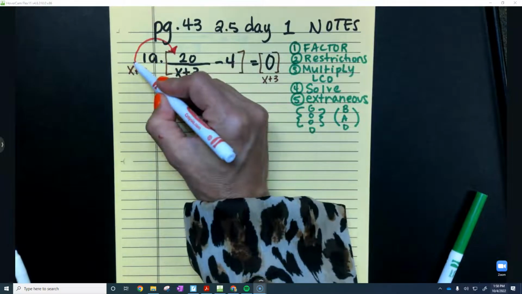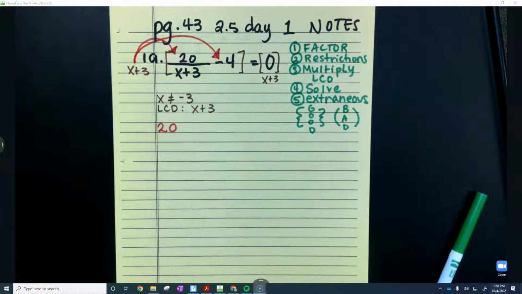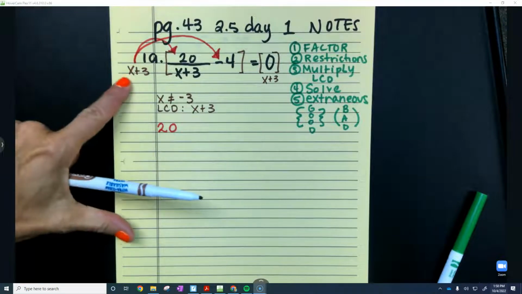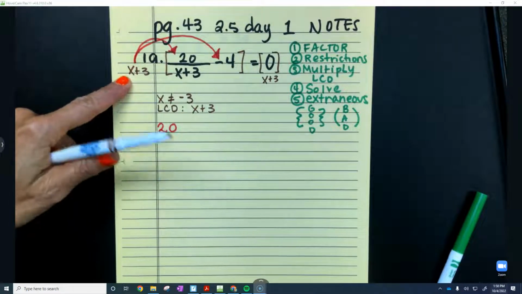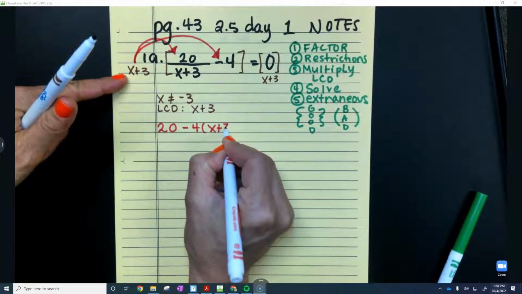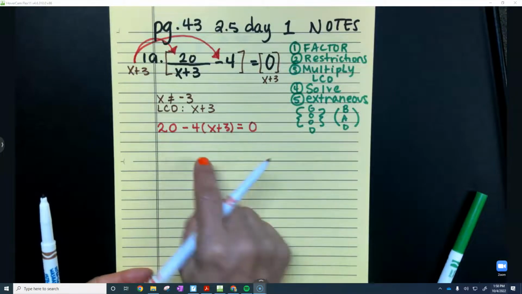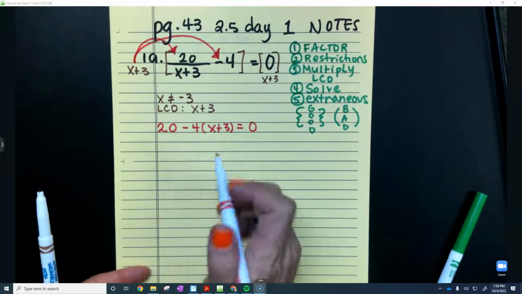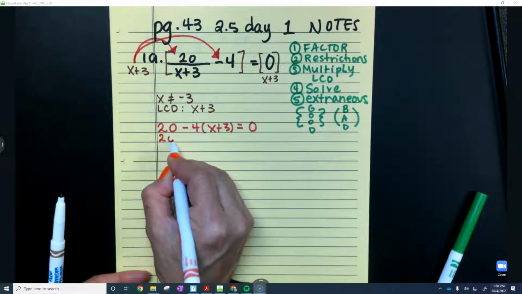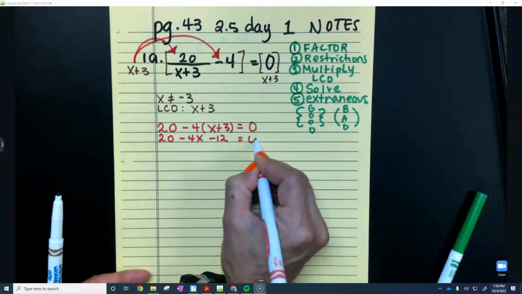However, when we take this x plus 3 and multiply it by this negative 4, there's nothing in the denominator to wipe that out, so we're going to multiply. So this is going to be negative 4 times x plus 3. I'm going to recopy the equal sign. And then 0 times anything is just 0. So this side is going to stay 0. Let me go ahead and distribute the negative 4. So it's going to be 20 minus 4x minus 12 equals 0.